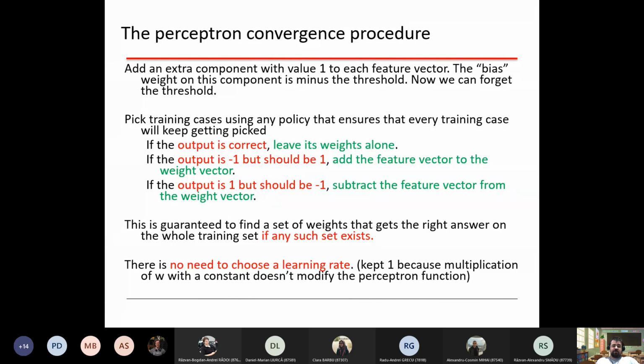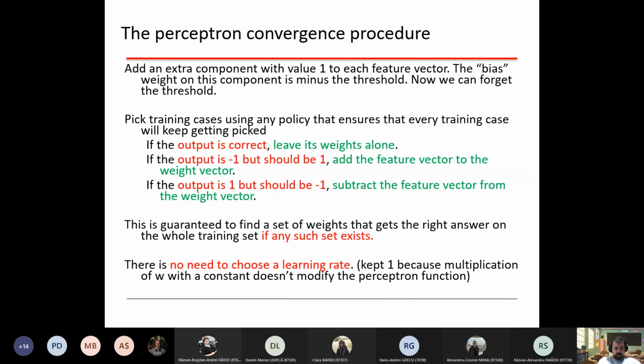Basically, add an extra component with value 1 to each vector in order to eliminate the bias, because the bias weight on this component is minus the threshold, and since we have this value of 1, when we compute them, we can get rid of that. Then we pick training cases using any policy that ensures that every training case will keep getting picked. If the output is correct, nothing happens. If the output is -1 but should be 1, we add the feature vector to the current weight vector. If the output is 1 but should be -1, all we have to do is subtract the feature vector from the current weight vector.